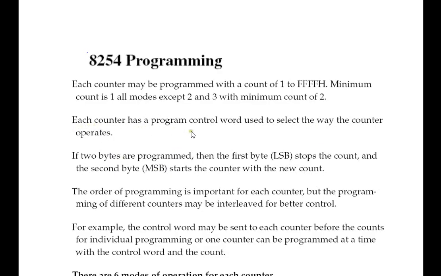Each counter has a program control word used to select the way the counter operates. If 2 bytes are programmed, then the first is the LSB, which stops the counter, and then the second is the MSB, which starts the counter with the new count. There are 6 modes of operation for each counter.